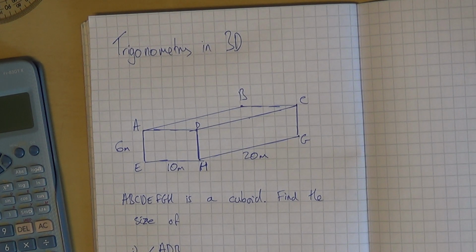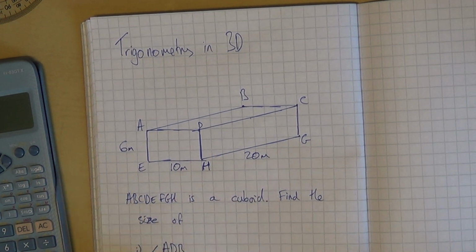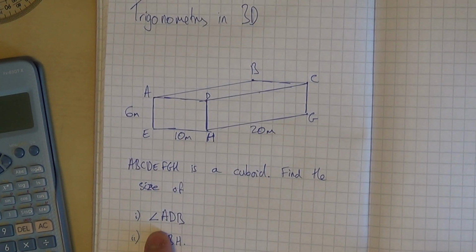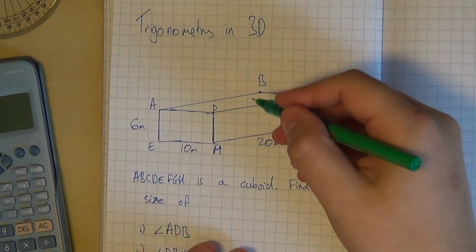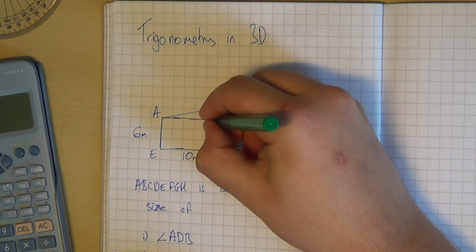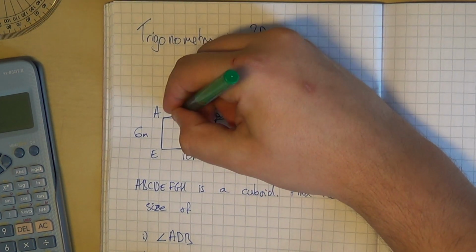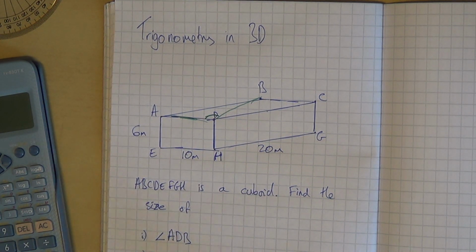like a 2D diagram. So again, we've got a cuboid with some measurements, and we're going to have to find angles this time. So angle ADB. So find those on the original shape and see what we can do. So angle ADB includes that diagonal and this angle here. It would be super helpful if there was a right angle triangle we could use instead, and we can.